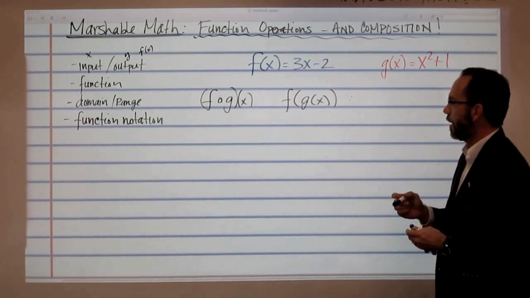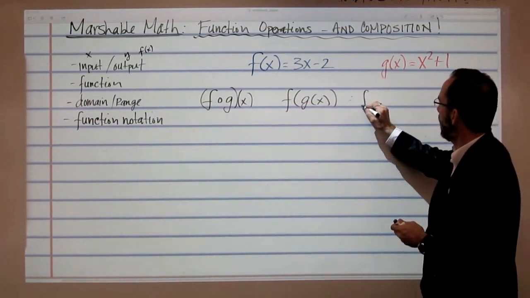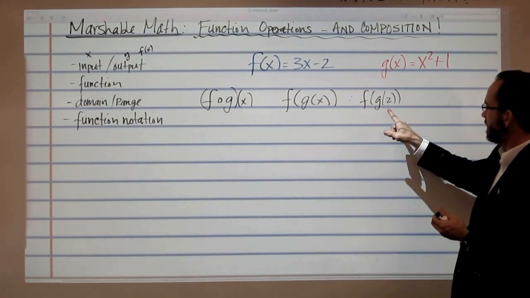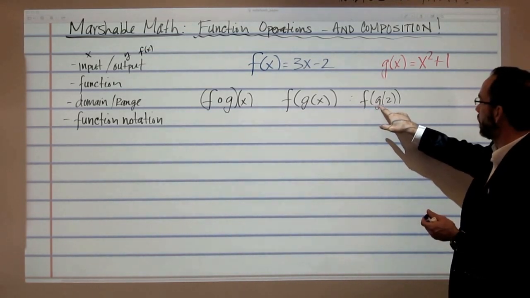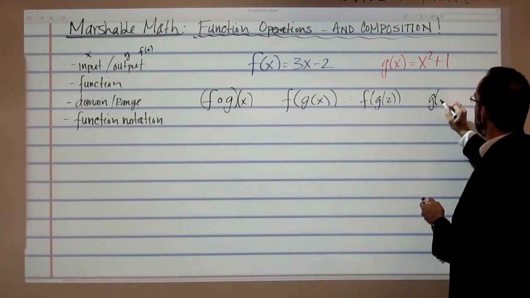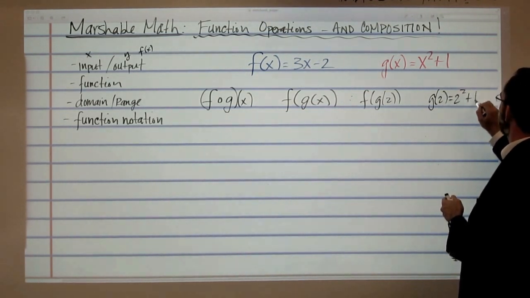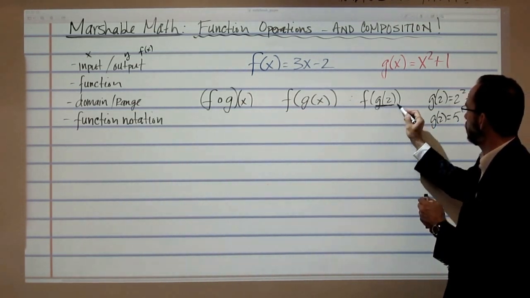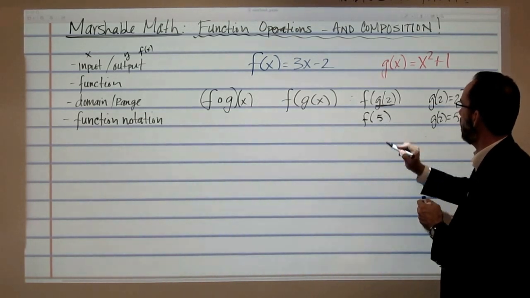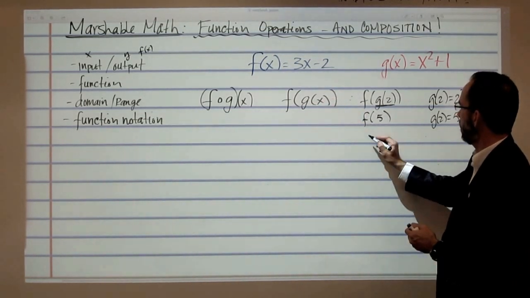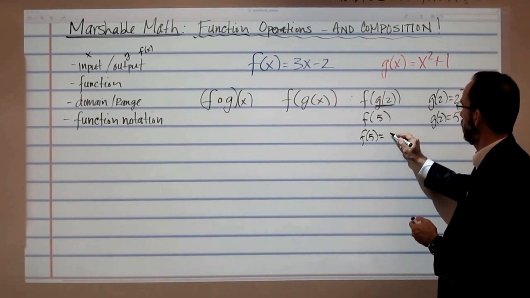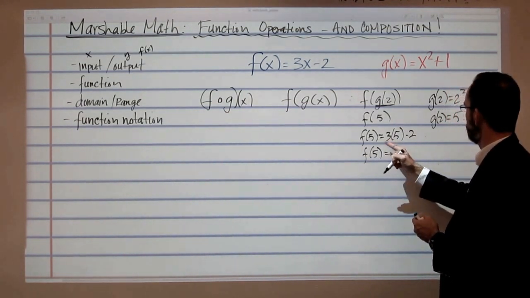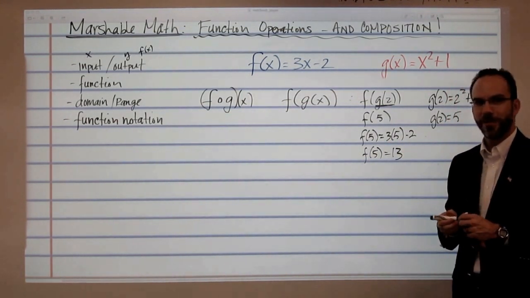Let's actually use some numbers. Let's do f of g of 2. Okay? Now, what this is saying is that I'm going to use as my input for f whatever my output of g of 2 is. So what's g of 2? G of 2 is equal to 2 squared plus 1. G of 2 is equal to, what is it? 5, right? So I'm replacing g of 2 with what it is. It's f of 5. Well, what is f of 5? Well, f of 5 is equal to 3 times 5 minus 2. F of 5 is equal to, what, 13? Okay, do you follow what happened?